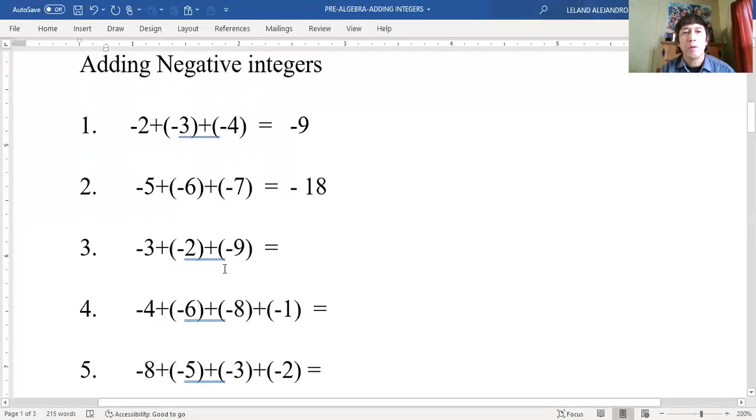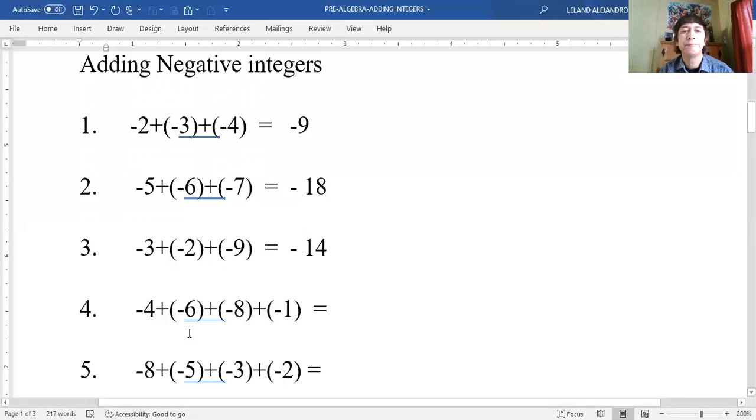Next, we have negative 3 plus negative 2 plus negative 9. These are all negative numbers. So we simply get the total, then we put the negative sign. Negative 3 plus negative 2, it's negative 5. Negative 5 plus negative 9, that's negative 14. So this must be negative 14. That goes to our number 3.